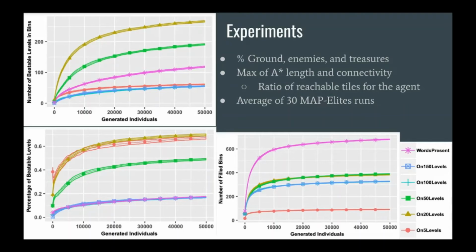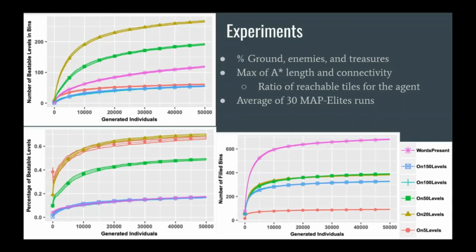We used MapElites, which is a quality diversity algorithm, to evolve the latent vectors for these GANs. The dimensions we used were the percent ground, the number of enemies, and the number of treasures. The fitness was calculated by the max of the A* length and the connectivity, where connectivity is the ratio of reachable tiles for the agent throughout the level, which is between 0 and 1. When a level is unbeatable, the A* length becomes -1, so connectivity will always be greater in that case.